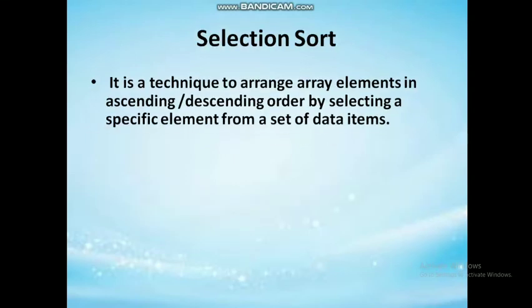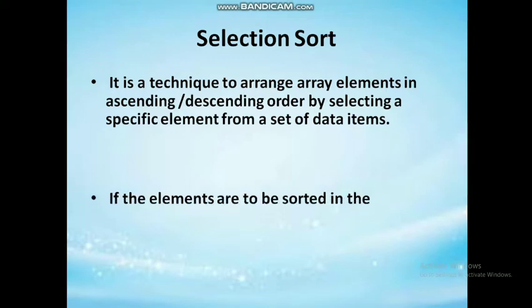Selection sort is a technique to arrange array elements in ascending or descending order by selecting a specific element from a set of data items. So as the name suggests, selection sort will select an element from the array and will have a comparison, and that's how the sorting process happens. So we'll see in detail.